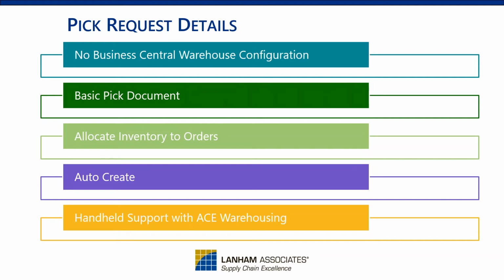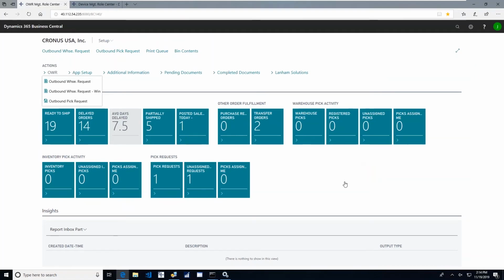It will eventually be possible to automatically create the pick when I release the order. That didn't quite make the cut, it's on the slide, but that'll be something that'll be added in the future. In addition, because of the changes that are being made with ACE warehousing in Business Central, it is possible now to pick on a handheld device, even in this very simple location, and I have more about that. So those are the important points to know about the pick request. Now let's go into NAV and show you how that works.